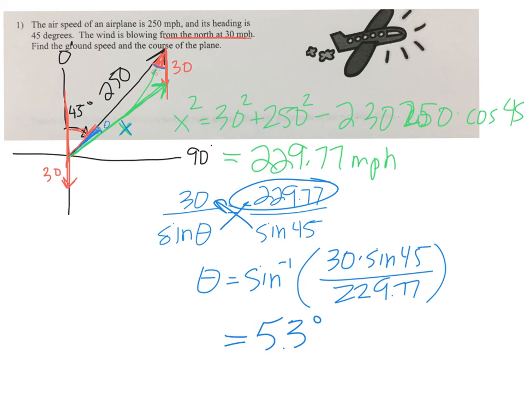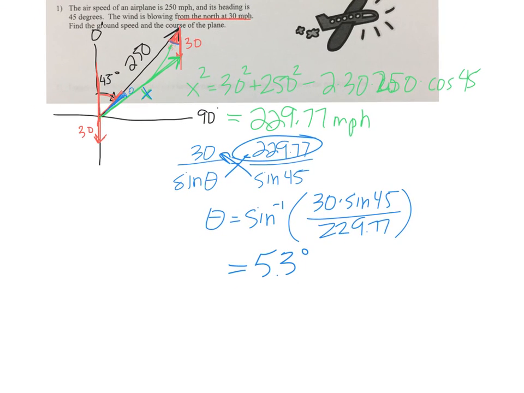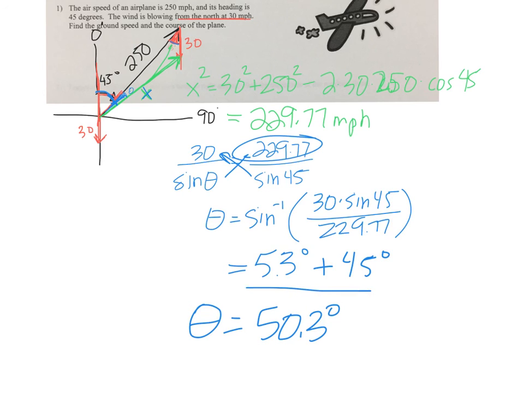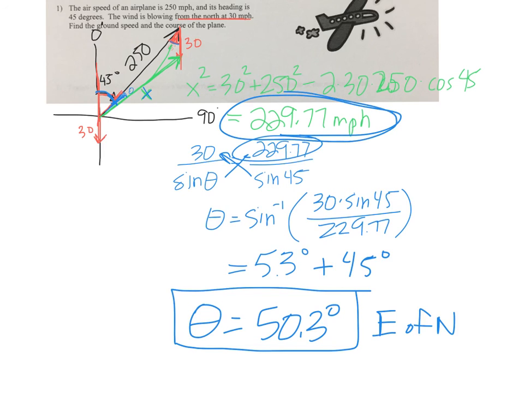5.3 degrees. So if I want to figure out what the actual bearing is, that's from our due north to the green line, I have to add that to our original 45 degrees, and that heading is going to be 50.3 degrees east of north. So the plane is flying at 229.77 at a 50.3 degree angle east of north.